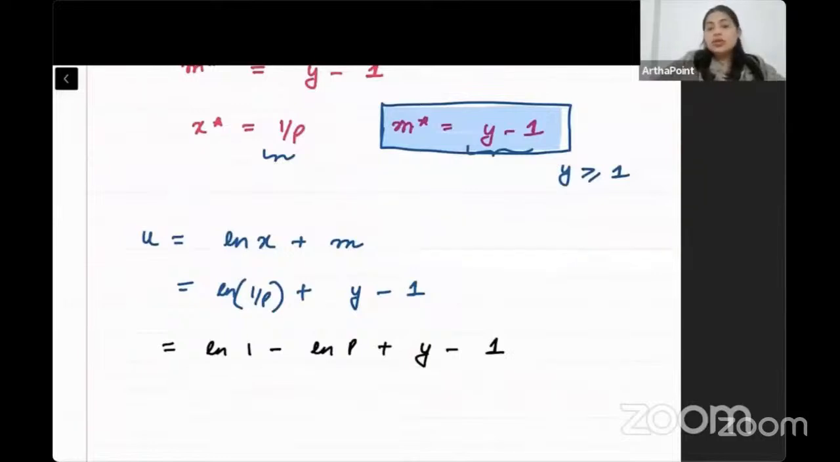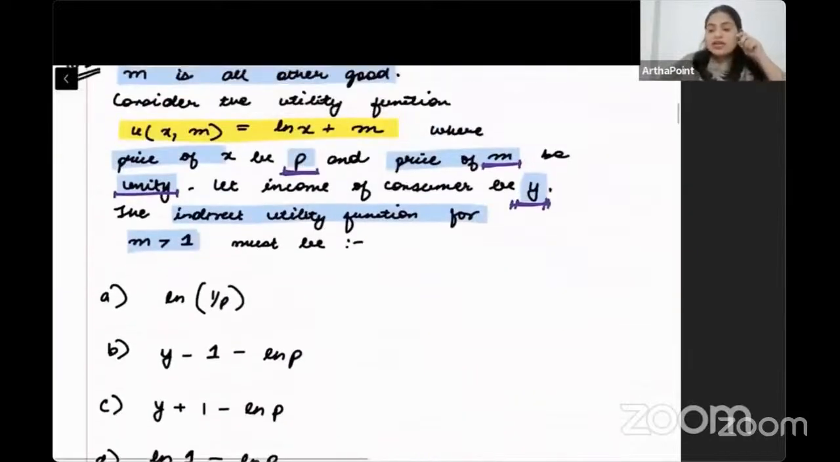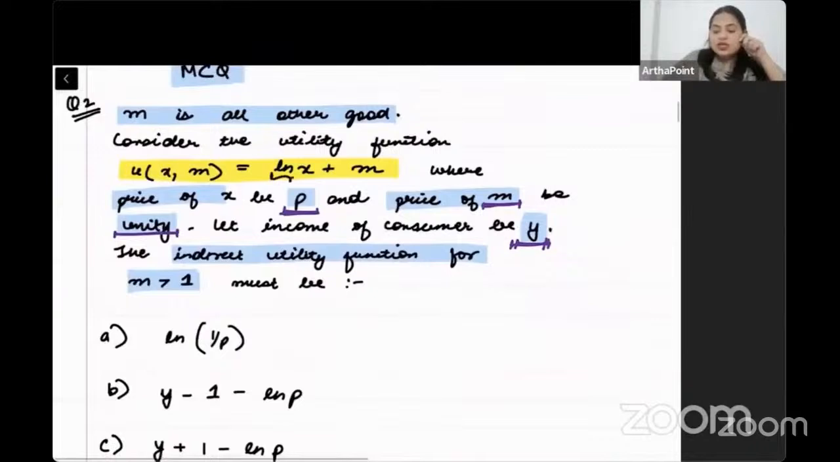No beta, this is not the case of perfect substitutes. This is a case of quasi-linear preferences, na? ये देखो, this is non-linear and this is linear. So this is a case of quasi-linear preferences. This is not a case of substitutes, no.